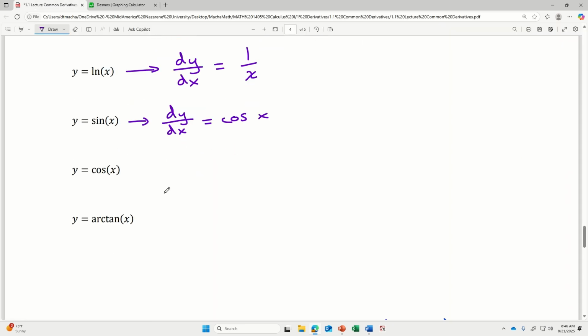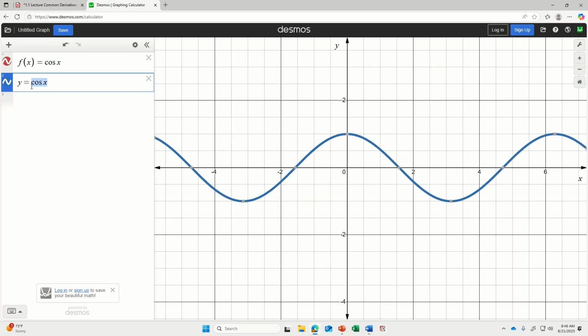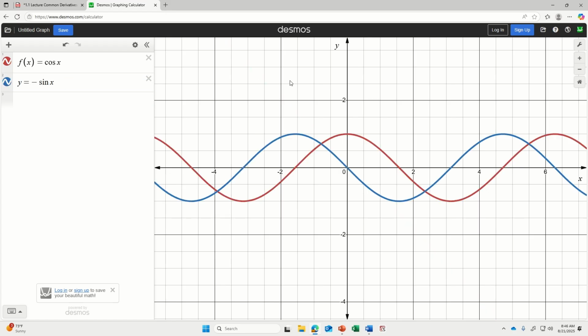Next, cosine. What's the derivative? Negative sine. So let's try that. The red curve is going to be cosine. The blue curve, the derivative, is negative sine. Same idea. Original function is flat, derivative is 0. Original function is increasing, derivative is positive. Original function is decreasing, derivative is negative.